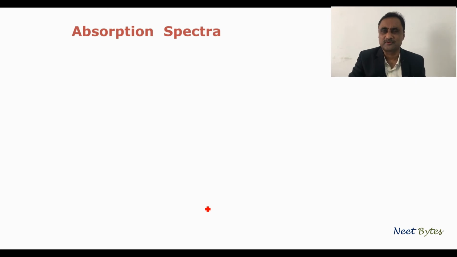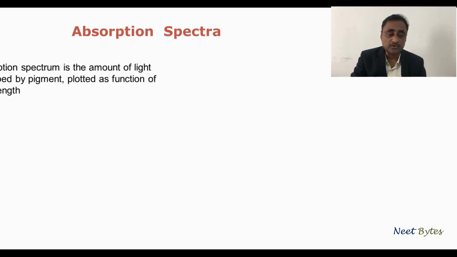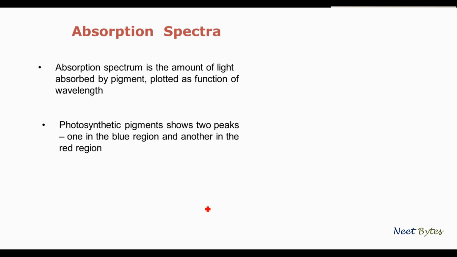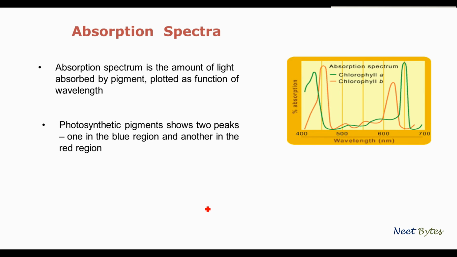Now let's discuss one more important concept, and that is the absorption spectra. If we plot the pigment's absorption of light against wavelength, we get two peaks, okay? One peak is in the blue region and another peak is in the red region. That is the important character of any photosynthetic pigment, right? The total amount of light absorbed by the plant versus the wavelength of light, when plotted in a graph, is what we call the absorption spectra.